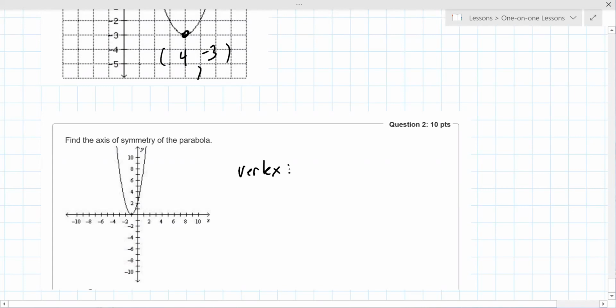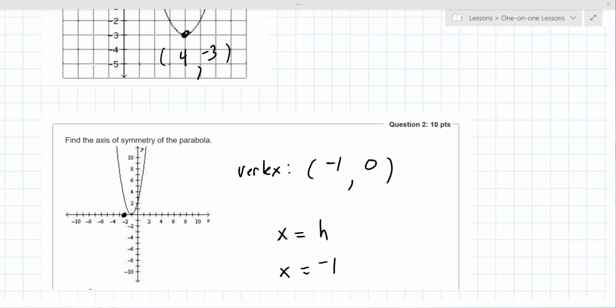The vertex of this function would be your y, would be -1, 0. So right there is where the minimum is. Sorry, I minimized my screen. Okay, so the axis of symmetry is the x-coordinate of the vertex. What is the x-coordinate of the vertex? -1. Okay, that's your axis of symmetry.